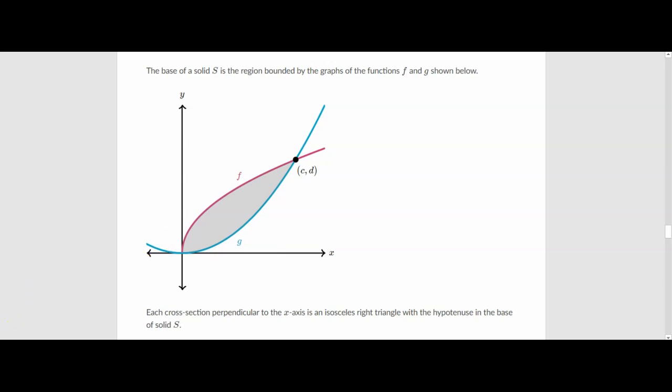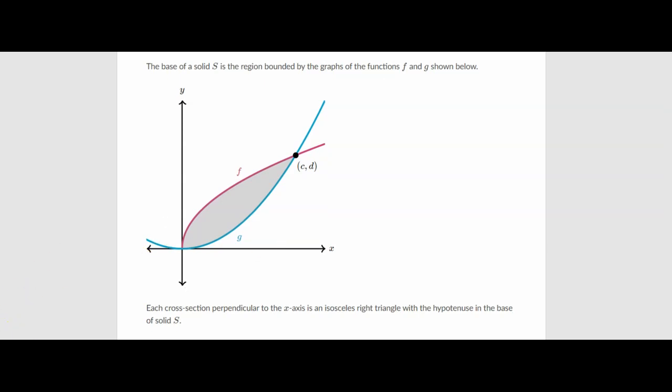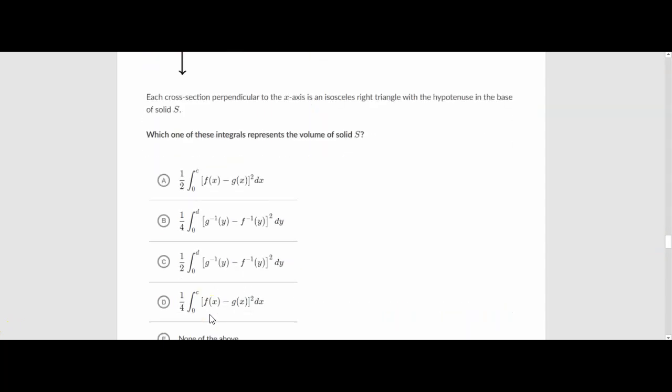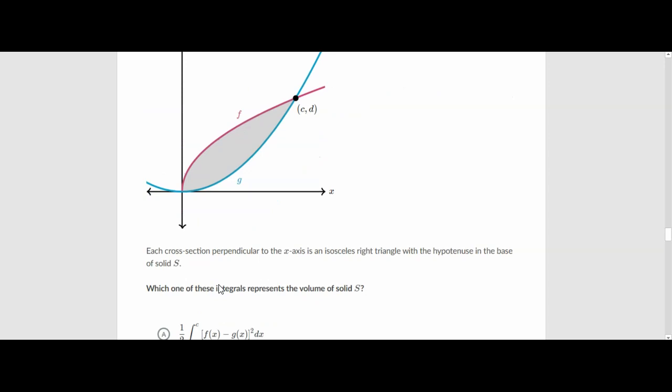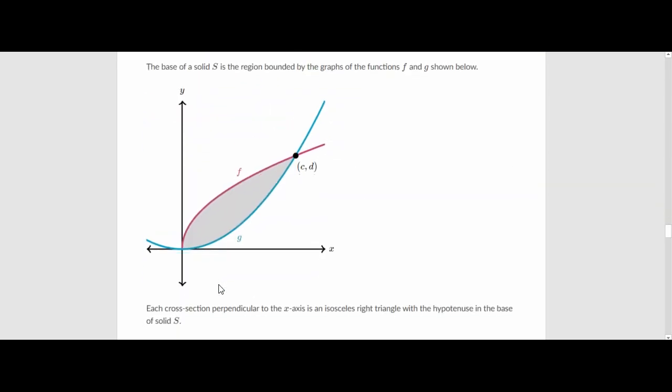So let's look at this example right here. This is actually a multiple choice question, so all we have to do is figure out how to set up our integral. Although it is one of those tricky ones where it says E is none of the above, so you really have to know what you're doing to get a question like this correct.